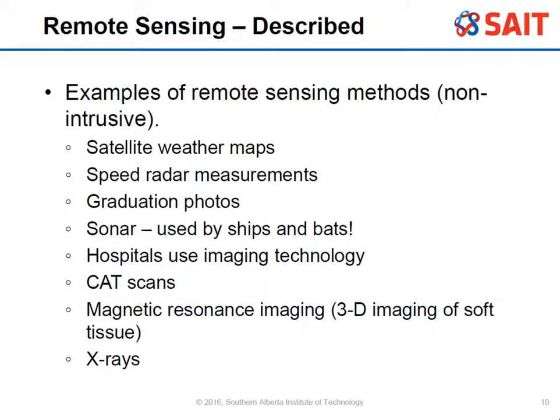So some examples of remote sensing methods are satellite weather maps, speed radar measurements, graduation photos, sonar. So we definitely, right, because again, you're not going to the object. Hospitals use imaging technologies, so medical imaging, because you don't cut somebody open to see whether they broke a bone, for example. CAT scans are medical images. Same with MRI, and same with X-rays. And you can actually use microwaves as well as medical imaging, and gamma rays for medical imaging.